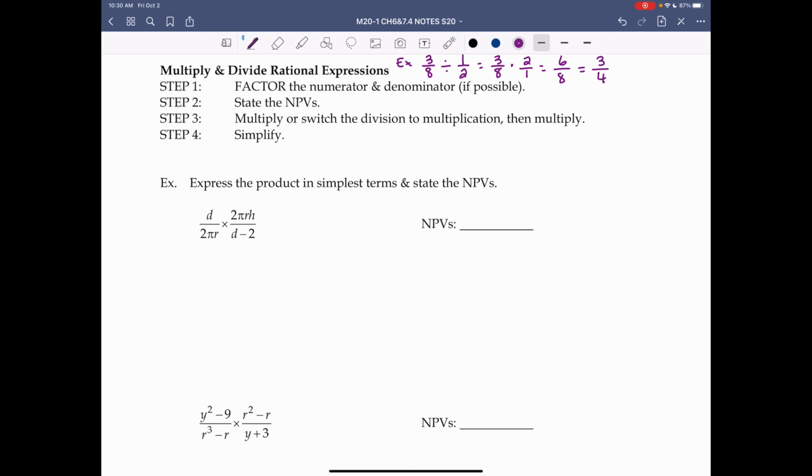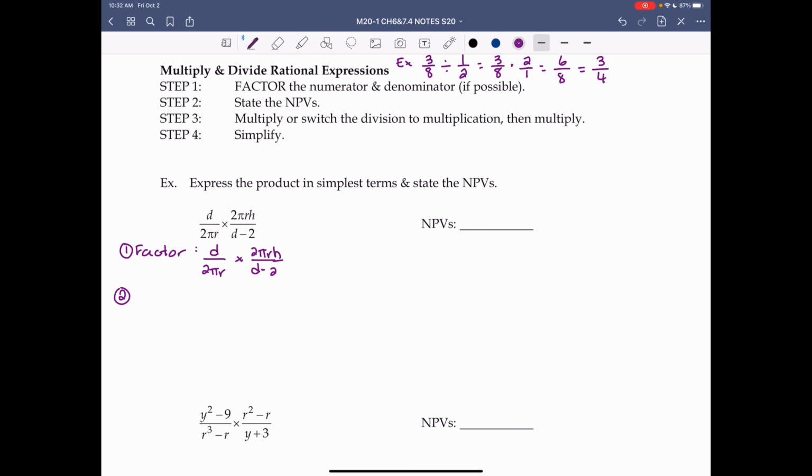We have d over 2 pi r times 2 pi r h over d minus 2. Step 1 is to factor, but looking at our expression, there's nothing to factor, so it just stays as it was. d over 2 pi r times 2 pi r h over d minus 2.